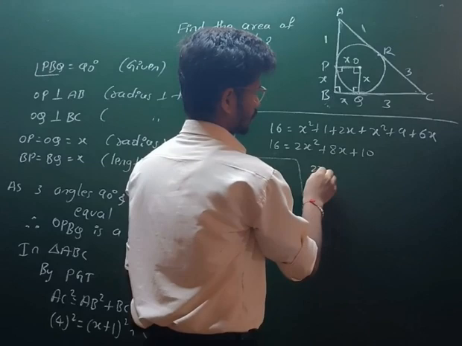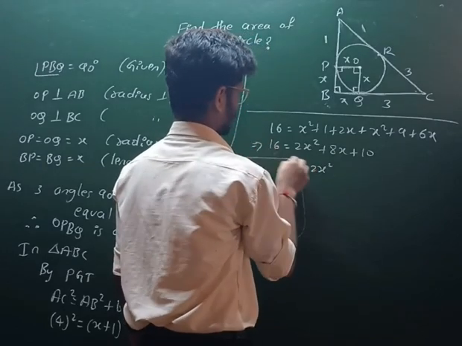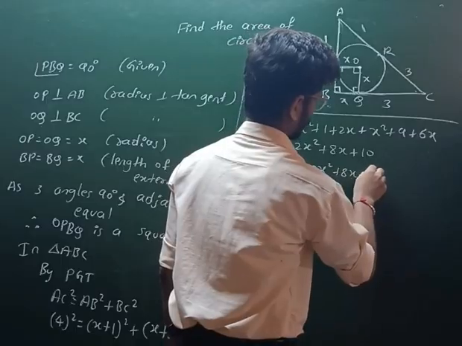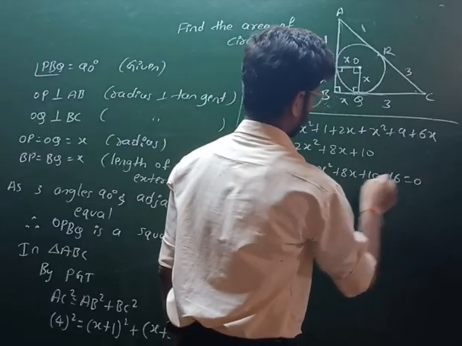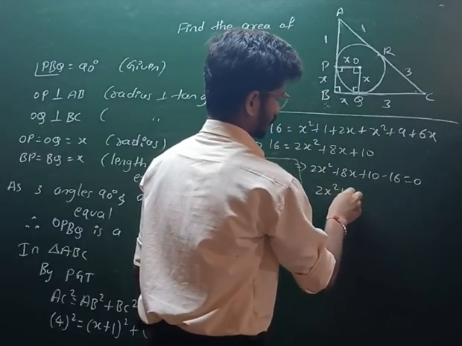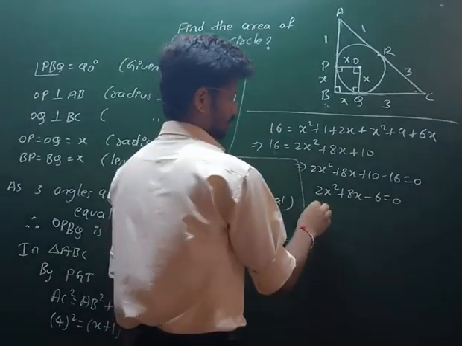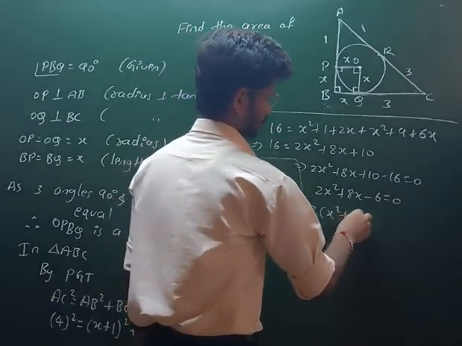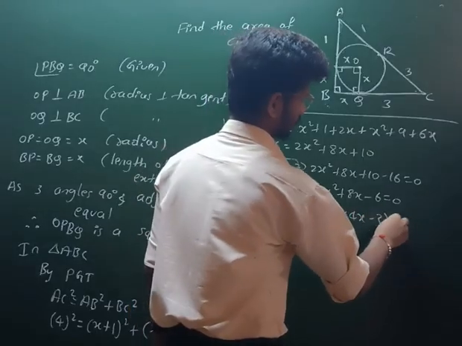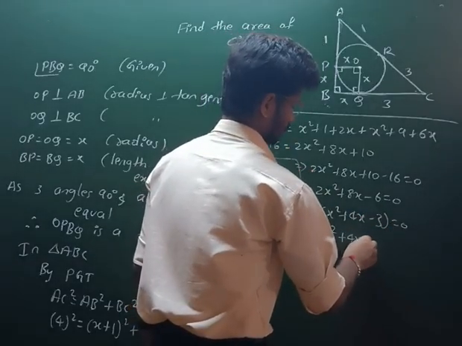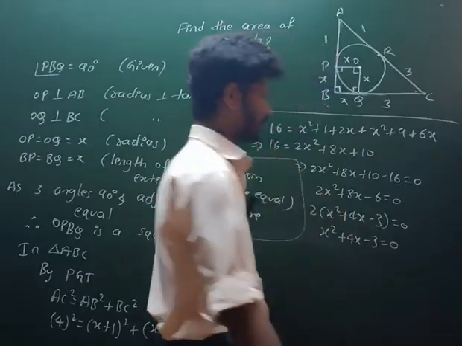Then it will become 2x² + 6x + 10 − 16 = 0, that is 2x² + 8x − 6 = 0. We can take 2 common. If you take 2 common, x² + 4x − 3 = 0. If you send 2 over there, then also x² + 4x − 3 = 0.